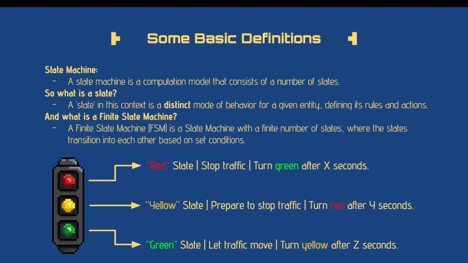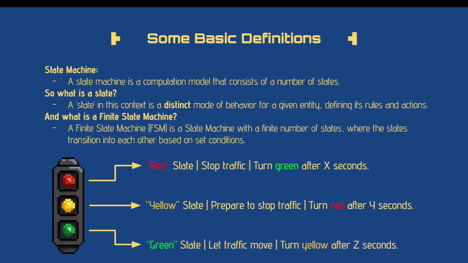Well, a state machine is a computation model that consists of a number of states. What's a state? A state in this context is a distinct mode or method of behavior for a given entity, defining its rules and actions, what it can and cannot do. And what's a finite state machine? A finite state machine, or FSM, is a state machine with a finite number of states, where the states transition into each other based on set conditions.